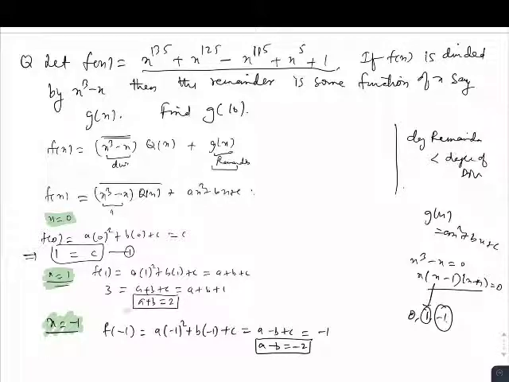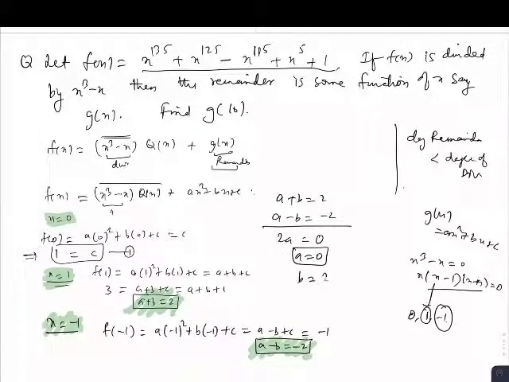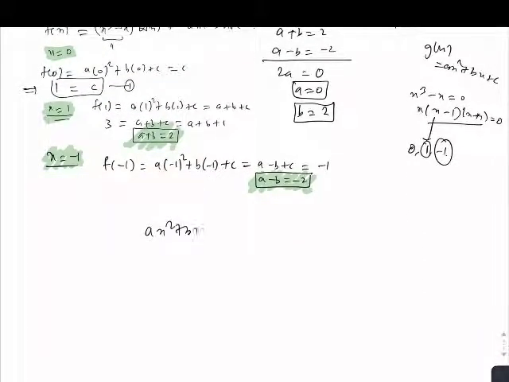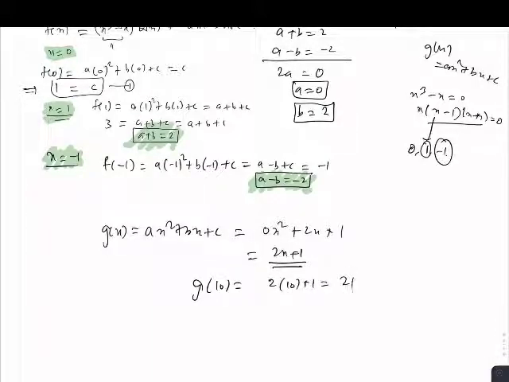Now I simplify these two conditions, because we are supposed to find a and b. So a plus b is 2 and a minus b is minus 2. Adding these two equations, I'll get 2a is equal to 0. So a is equal to 0, and from either equation I get b is equal to 2. So the g of x function, ax square plus bx plus c, is 0x square plus 2x plus 1. Essentially g of x is 2x plus 1, and they have asked us to calculate g of 10, which comes out to be 2 into 10 plus 1, which is 21.